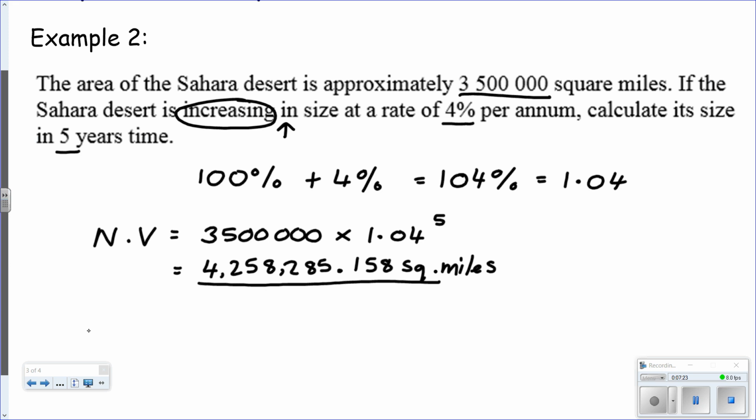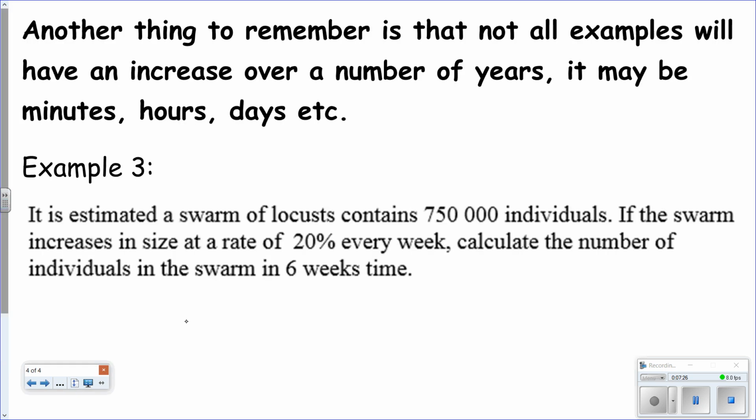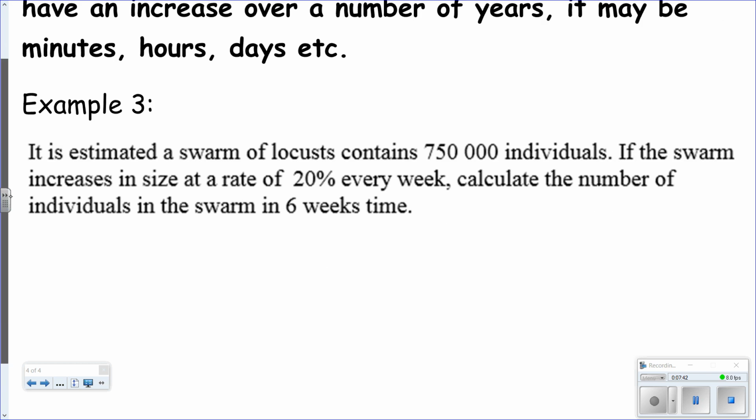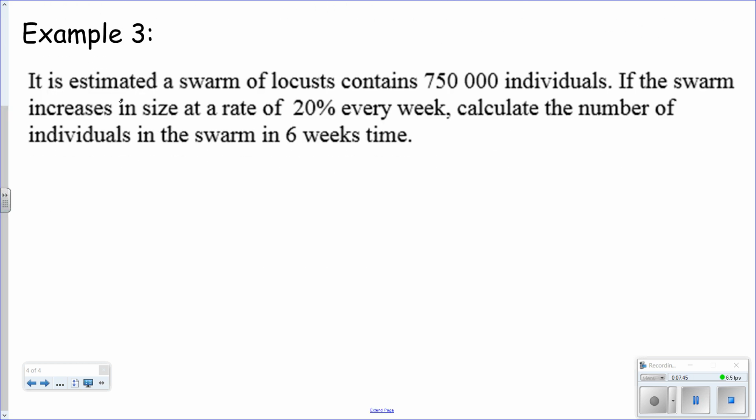Okay, and let's just look at the last example. One more thing to consider is that not every example that you see will be dealing with a number of years, because it can be any time element. It could be minutes, it could be hours, it could be days. So watch out for that one. Let's have a look at example 3. This time it is estimated a swarm of locusts contains 750,000 individuals. If the swarm increases in size at a rate of 20% every week, calculate the number of individuals in the swarm in 6 weeks' time.